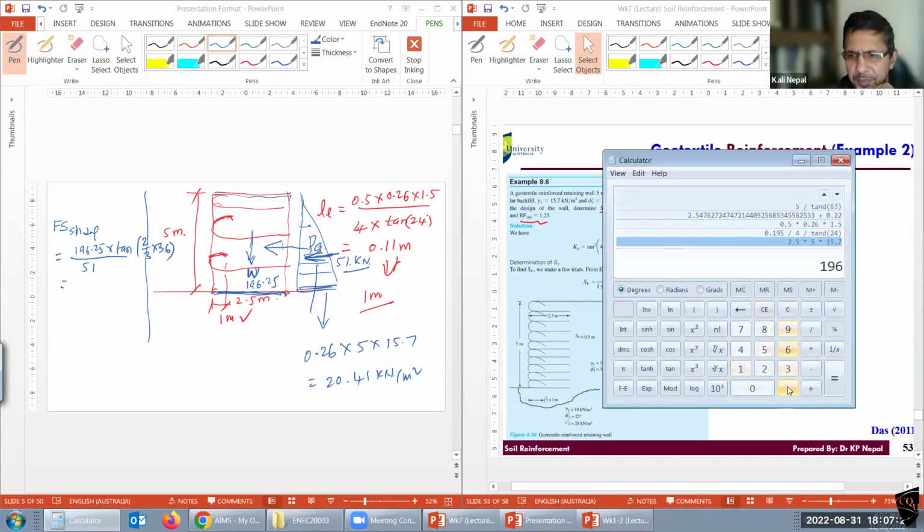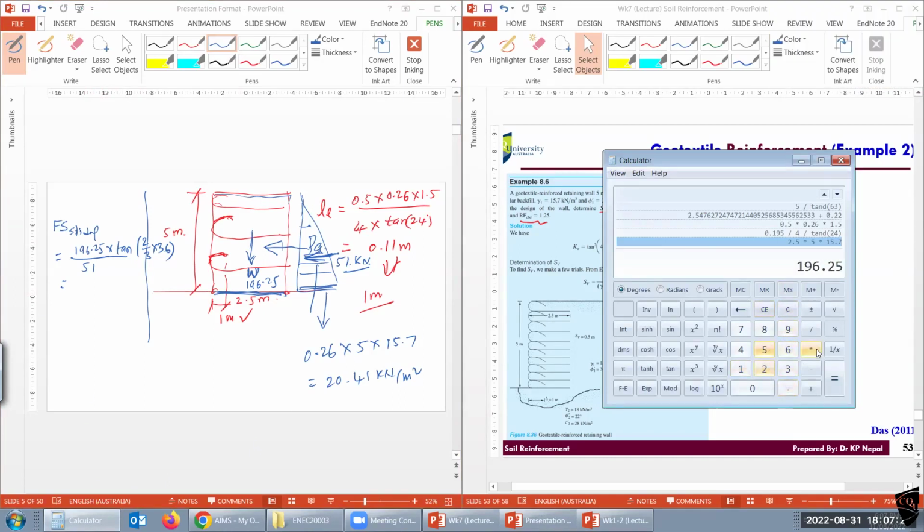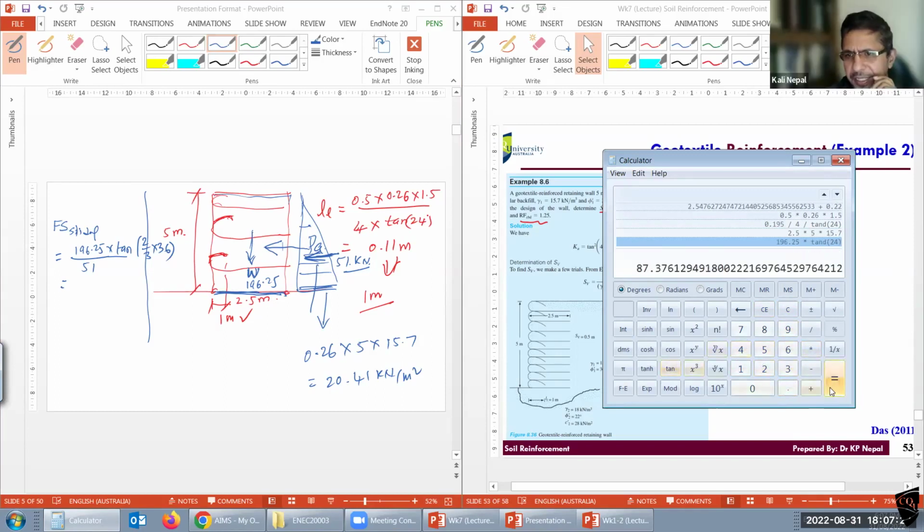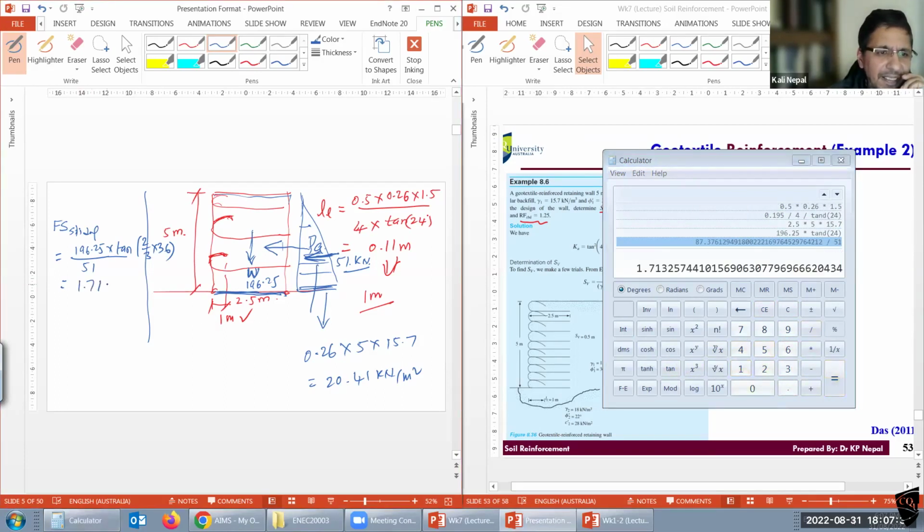One 96 point. It's 1.71 times 2410, divided by 51. Oh, look at this, 1.71, yeah? You see, this is a little bit tricky here. What can be the reason? Can anybody tell me why we got this really low factor of safety here?